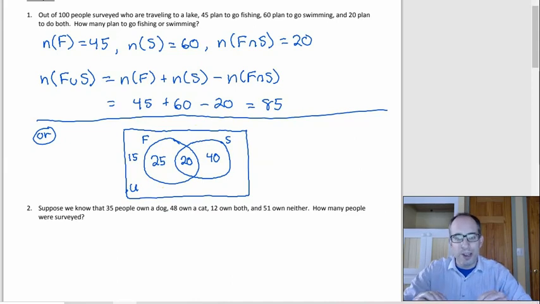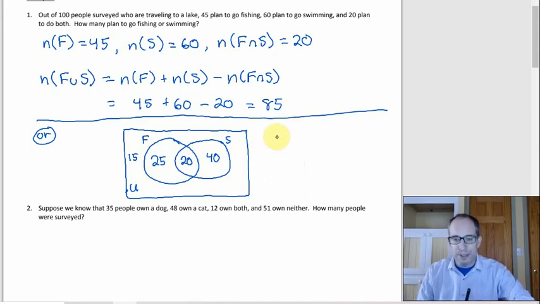So they're going to the lake, but they're not going to go fishing or swimming, right? They're just going to go there and hang out or do something else, right? So in this problem, you don't really need the 15, but generally it's a good idea to put that in there if you've got any individuals that are in that situation, right, where they would be in the universal set but not in either of these.